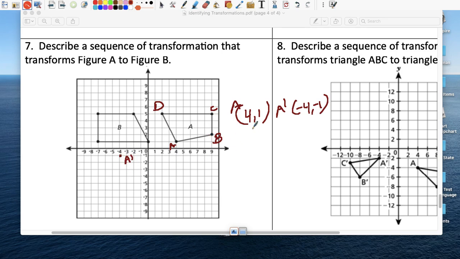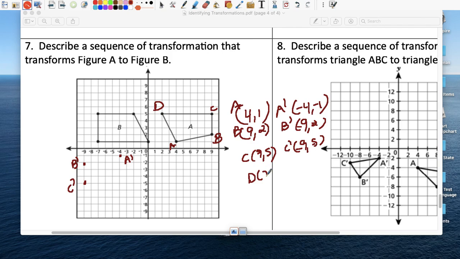If I rotate B, which currently is 9 and 2, it would still be B, but everybody's going to be negative. Negative 9 and negative 2. This would be B prime. And then if I rotate C, which is 9 and 5, it will still be 9 and 5, but everybody's negative. Negative 9, negative 5. And point D is 2 and 5, which rotated would be D prime, negative 2, negative 5.